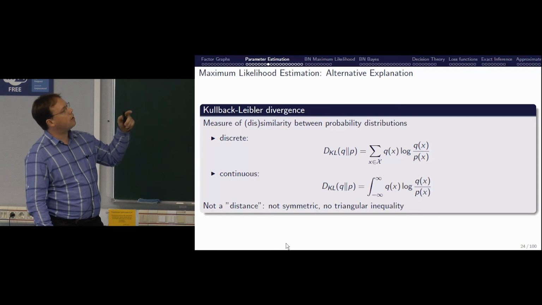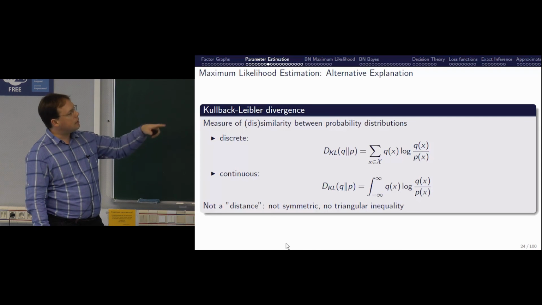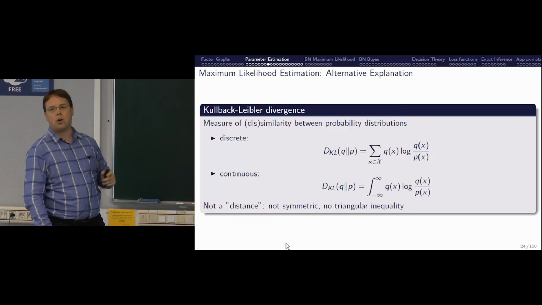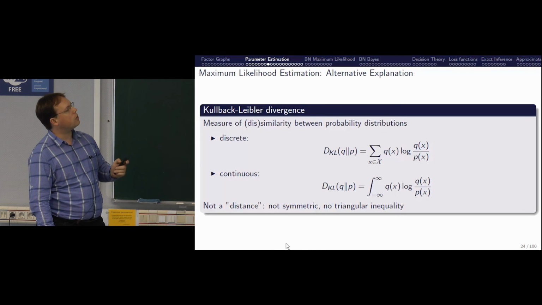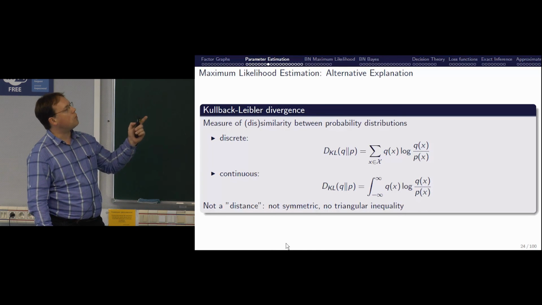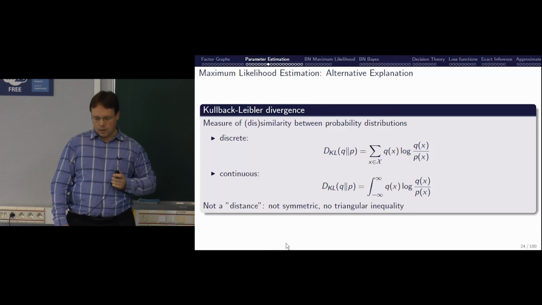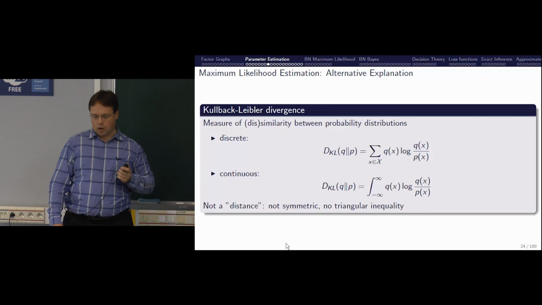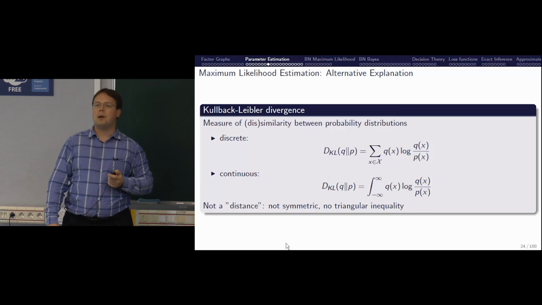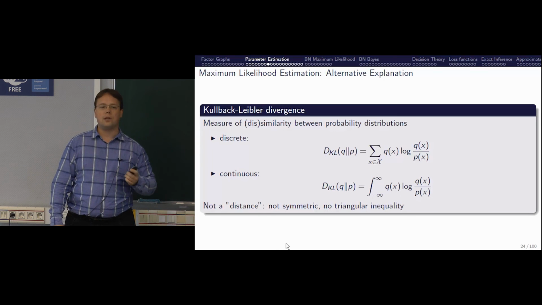You take the ratio of the two distributions, or of the density if they have a density. Then you take the logarithm of that, and then you take the expectation with respect to the first of the two distributions, which means you sum over all values multiplied with the probability of that value actually occurring. It's not properly a distance, it's not symmetric, it doesn't fulfill the triangle inequality, but it is a measure of similarity that is large if the two distributions are very different, and that is small if they are the same.